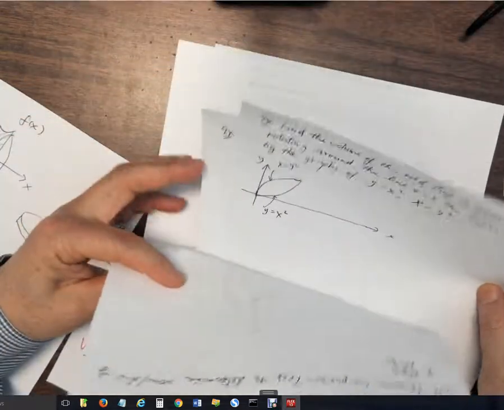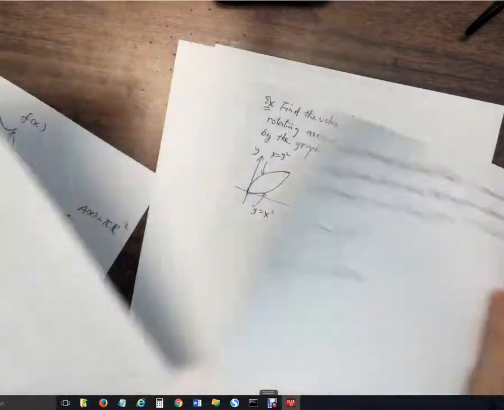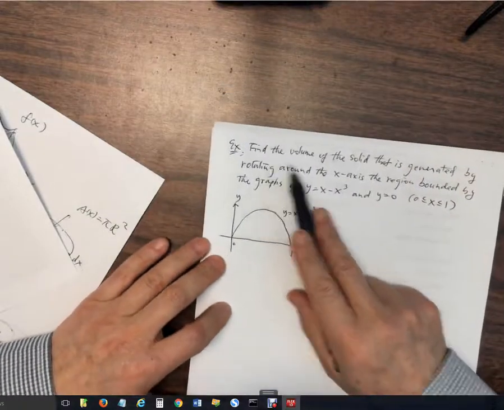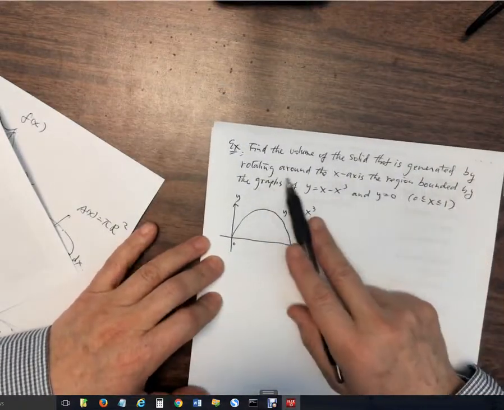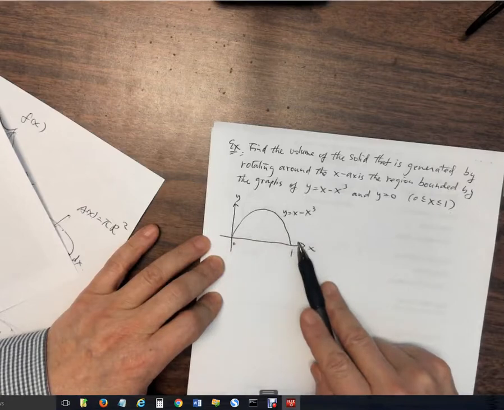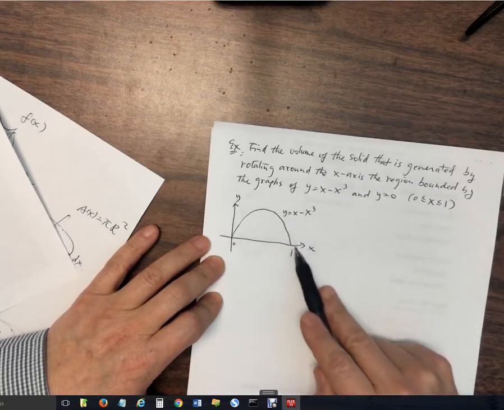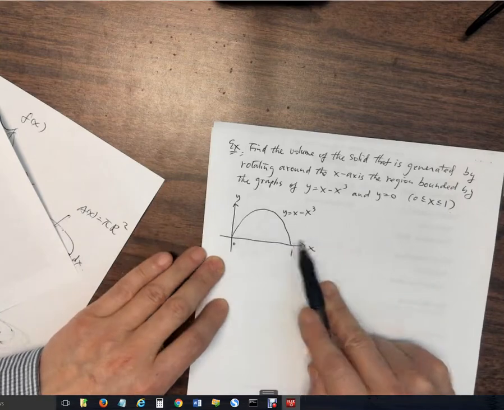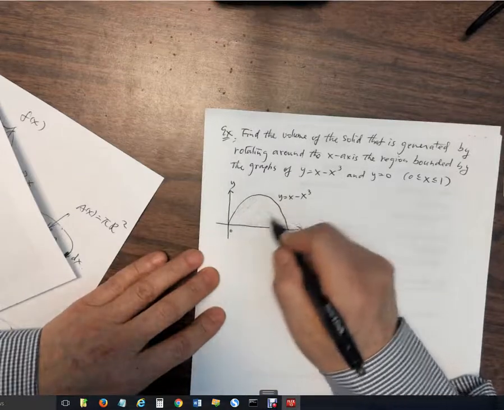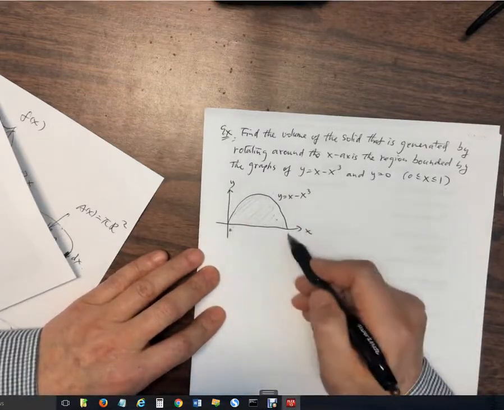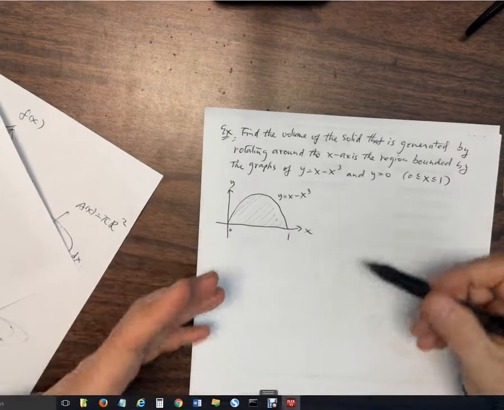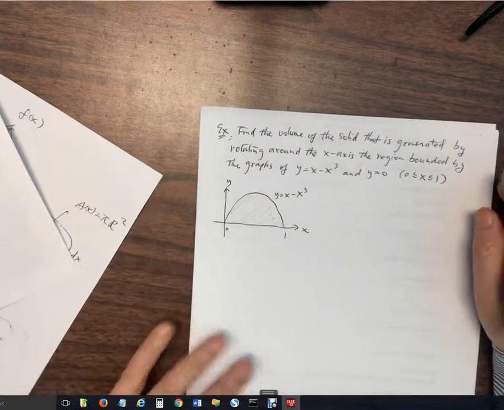Alright, let's see an example. Example 1. Find the volume of the solid that's generated by rotating around the x-axis the region bounded by the graph of y equals x minus x to the third power shown here, and y equals 0. Well, what we're saying is this region, which is bounded by the graph here and the graph here, is rotated around the x-axis. So we get a solid of revolution, we need to find the volume, right?